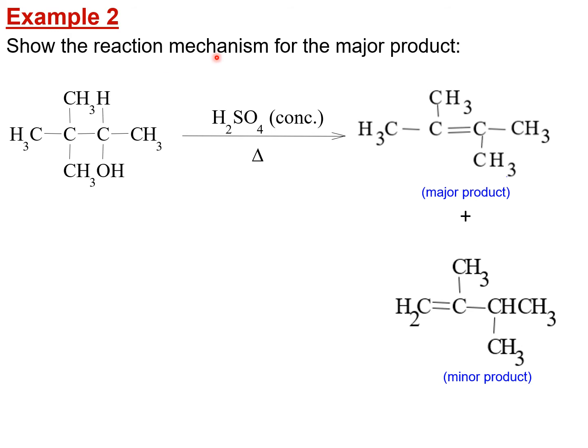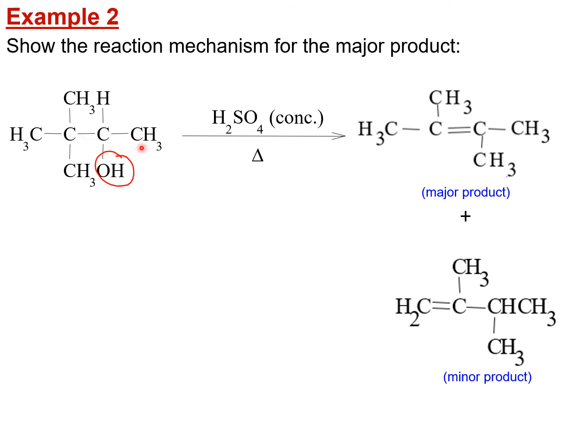This will show the reaction mechanism for the major product. This is the major product that results from this kind of alcohol, where we do dehydration of this alcohol. We will eliminate two things, the OH and also the hydrogen. But as you can see here, if let's say you remove hydrogen from this carbon, okay, because only this carbon has hydrogen, the carbon on the left has no hydrogen at all.